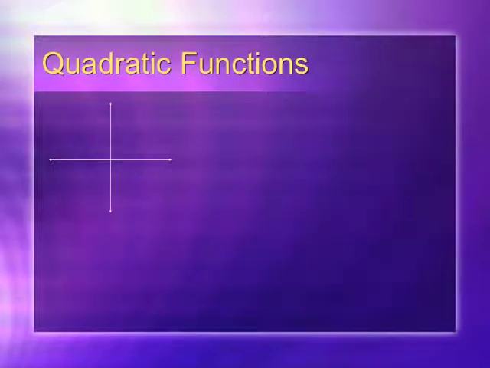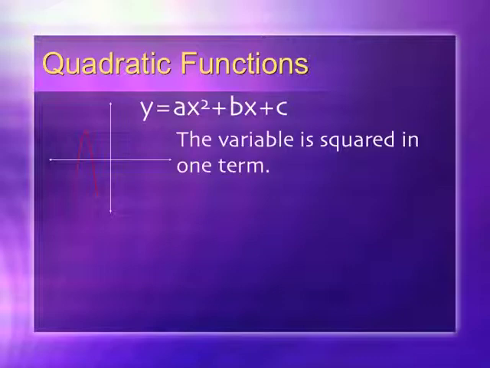Now we're working with quadratic functions. When we graph quadratic functions, they form parabolas that either have maximum values or minimum values. They have the general form y equals ax squared plus bx plus c. We've learned that a changes how the parabola opens, c is the y-intercept of the parabola, and b shifts the parabola left and right, up and down. One variable is squared in one term, and you may also have a variable that has an exponent of 1 on it. In this case, that's the middle term, b times x to the first power.